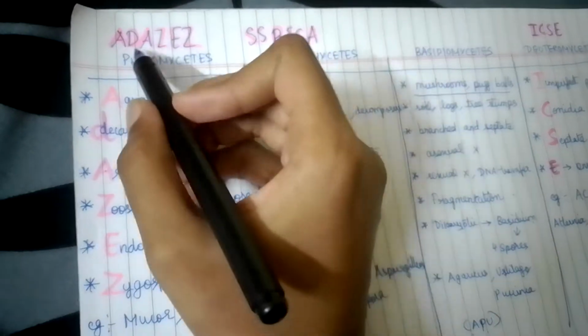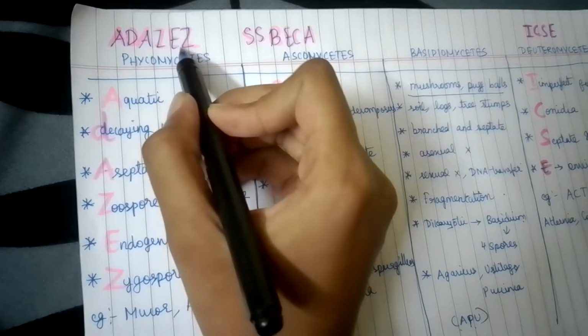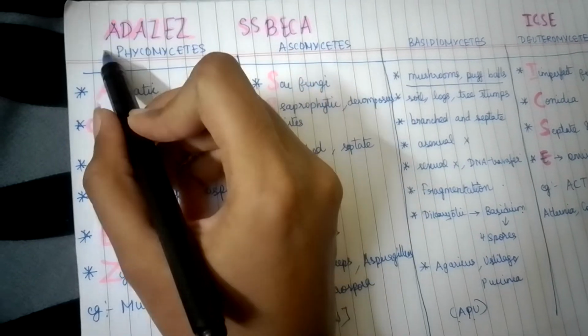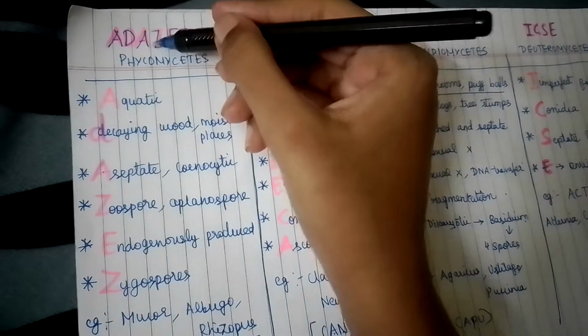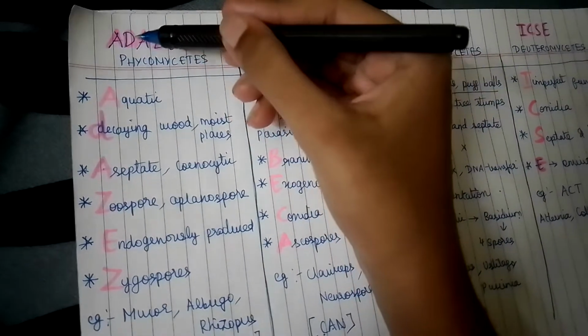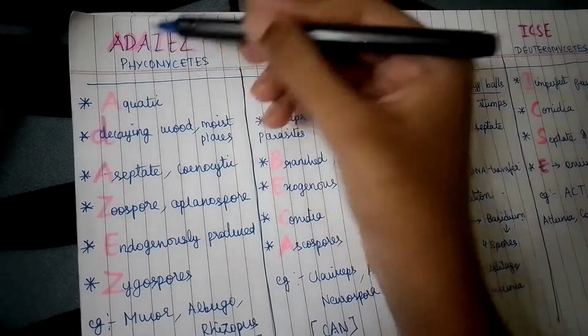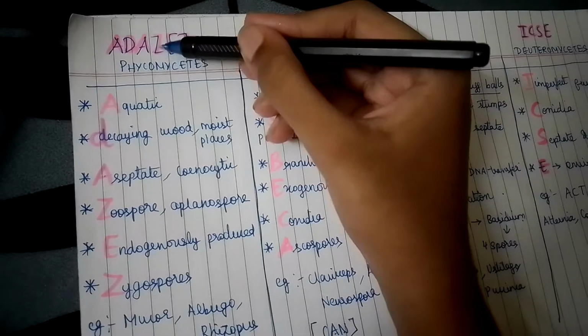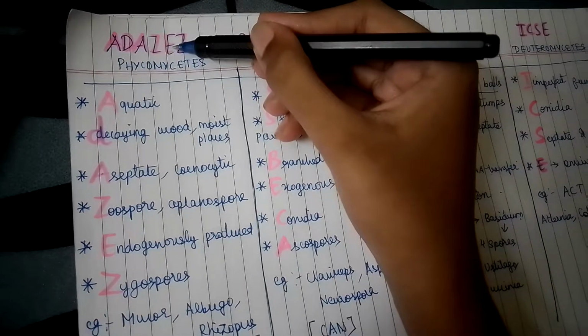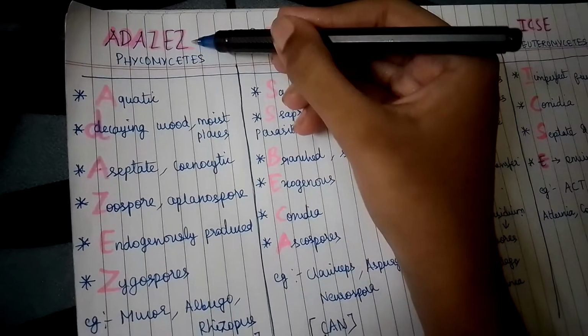The mnemonic that I'm using is ADAEZEZ. If you remember ADAEZEZ, it would be easy. A for aquatic, D for decaying wood and moist places, A for aseptate and cenocytic, EZ for zoospores and aplanospores, E for endogenously produced and EZ for zygospore.